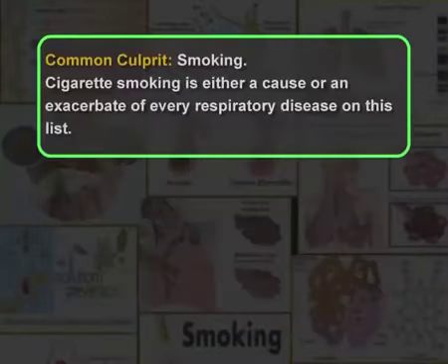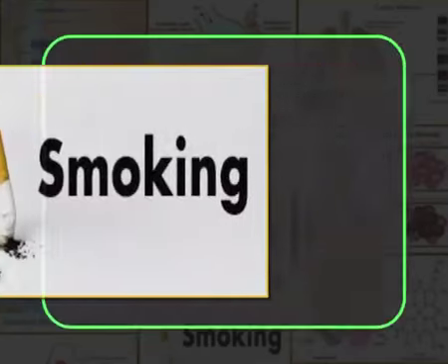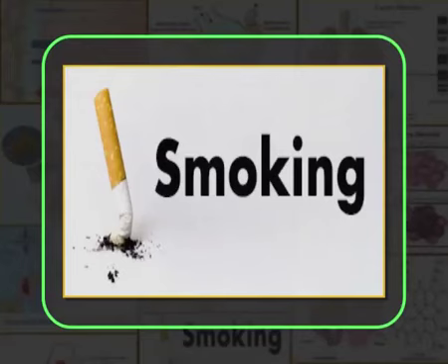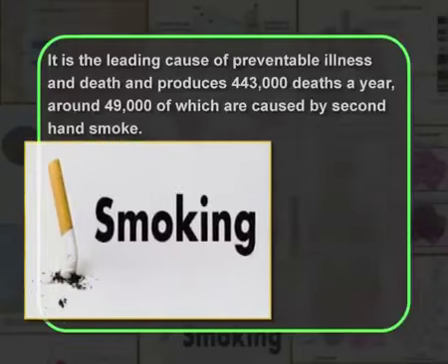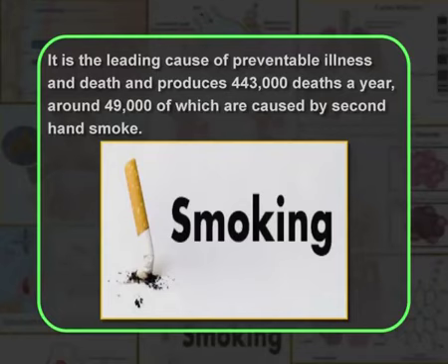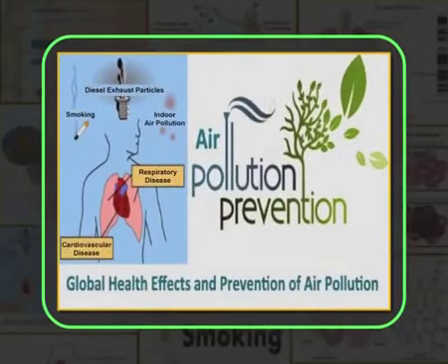Now, a common culprit is smoking. Cigarette smoking is either a cause or an exacerbator of every respiratory disease on this list. Smoking is the leading cause of preventable illness and death and produces 443,000 deaths a year, around 49,000 of which are caused by second hand smoke. So, we have to prevent it.